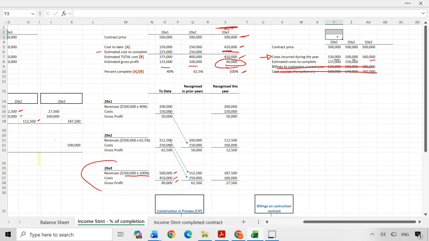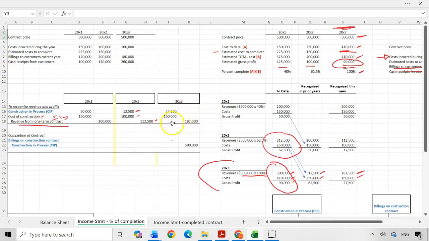But I've already recorded a portion of that, so I have to remove from these totals the portion that we've already recorded in prior years. So I already recorded $312,500 in prior years, and that comes from right here, right from above. And I've already recorded $250,000 of cost, which gives me then the current year: you take the $500,000 minus the $312,500, I'm going to recognize $187,500 of revenue this year and $160,000 of costs. And again, I'm going to record the exact same thing right here.